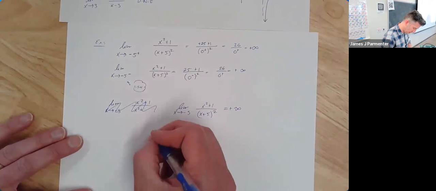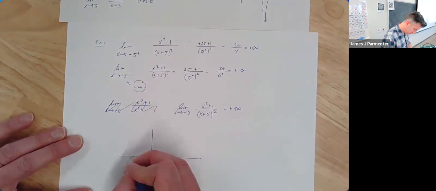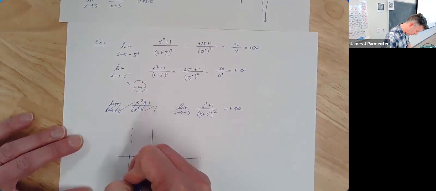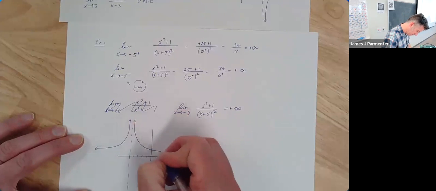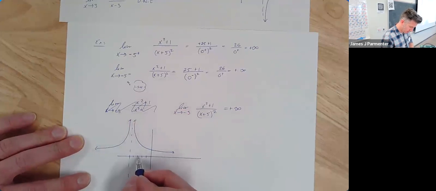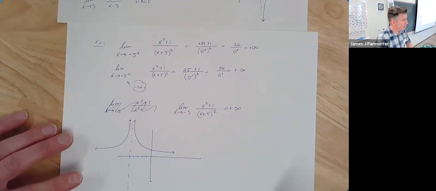Graphically, what's happening here is at negative 5, there is a vertical asymptote, and on either side of it, the function is going up to infinity. So whether you approach from the right, you go up to infinity, or from the left, you go up to infinity. That's what's happening there.